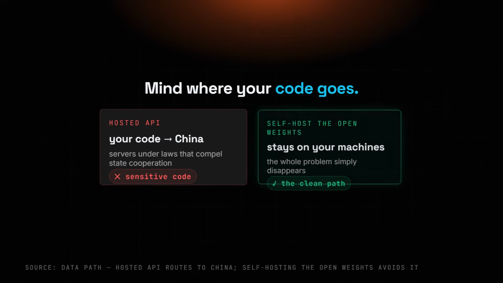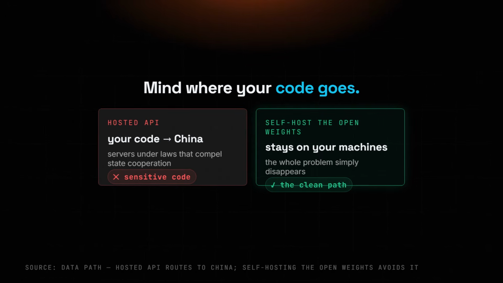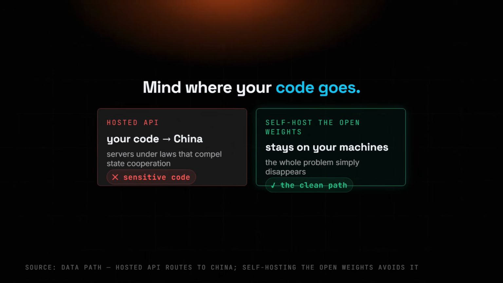And mind where your code goes. Use DeepSeek's hosted API, and your data routes to servers in China under laws that compel cooperation with the state. The clean path is the open weights. Self-host them on your own machines, and that whole problem simply disappears.